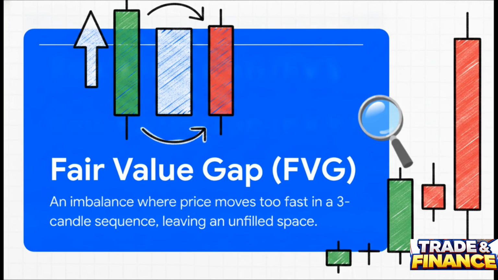It's essentially a single-sided inefficiency. You're looking at a three-candle sequence where price moves so incredibly fast that the first and third wicks just do not overlap. It leaves a literal gap, an unfilled space on the chart where only buyers or only sellers got to participate. It's a one-sided imbalance that, eventually, the market usually wants to revisit.